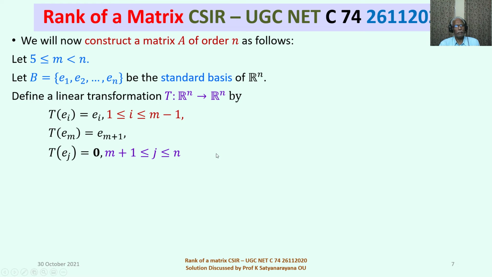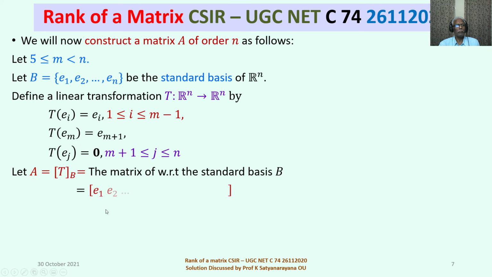Now we can write the matrix of T with respect to B. Let A be the matrix of T with respect to the standard basis B. T(e_i) is e_i for 1 ≤ i ≤ m-1. So we write e_i as a linear combination of e_1, e_2, e_3, and so on. That means you will get e_1 only, that is the column vector is e_1. So e_i we will write as the column vector with 1 in the ith position.